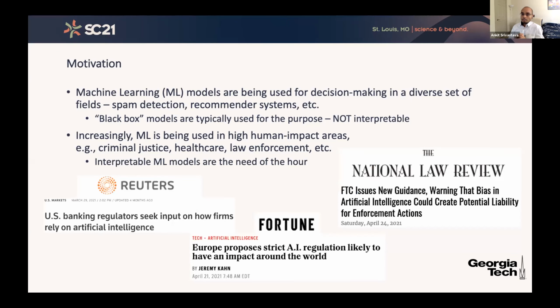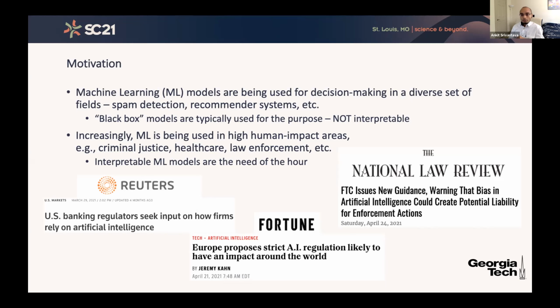So interpretable machine learning models are the need of the hour, and now more so than ever, because just in the last 2 or 3 months, multiple regulatory agencies such as the European Union, US Federal Reserve, and Federal Trade Commission have come out with guidelines regarding the use of such black box models in production environments, because they don't provide the explainability that might be needed in a lot of areas.